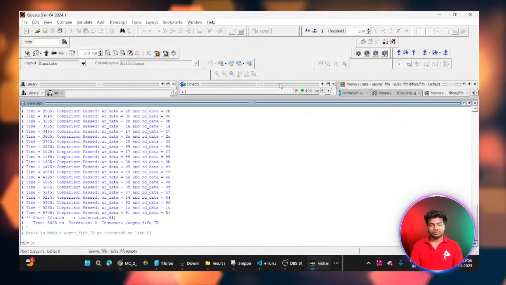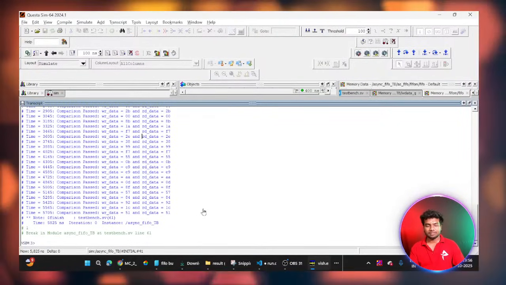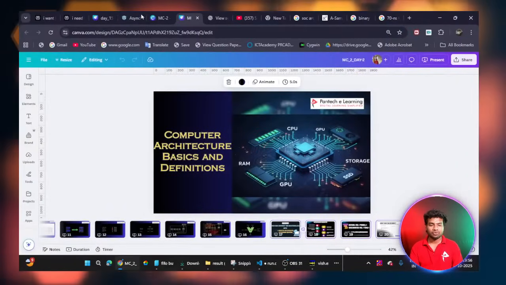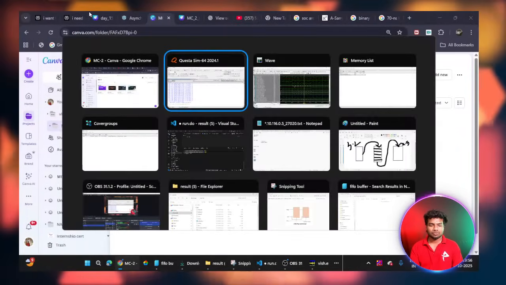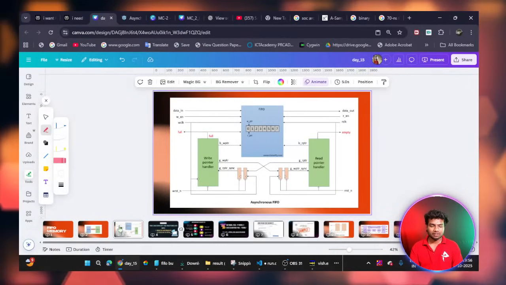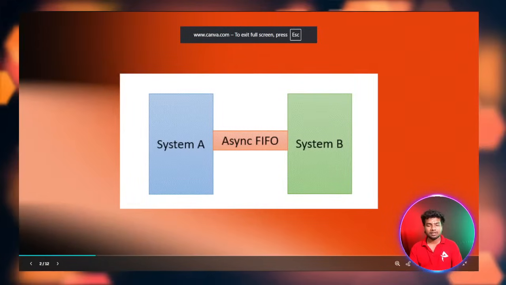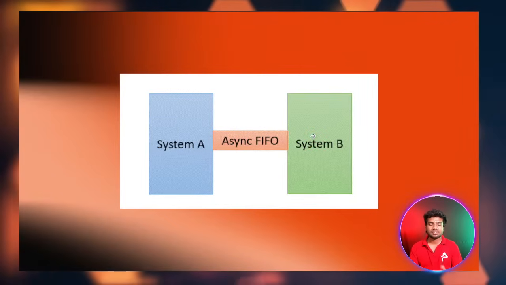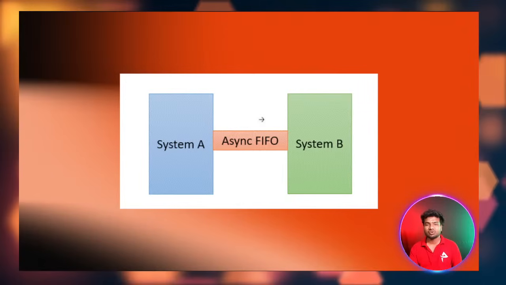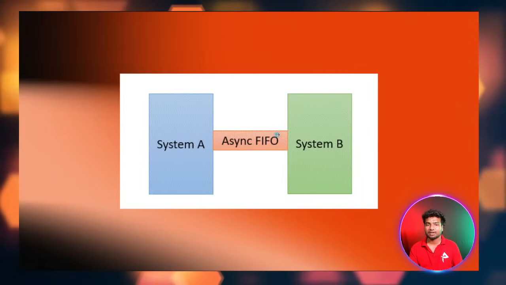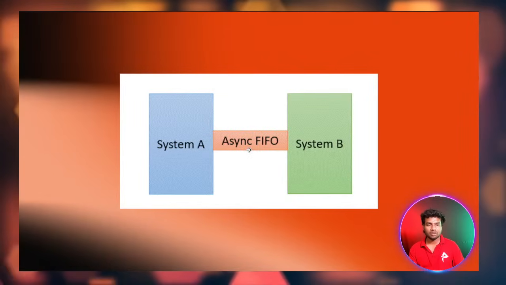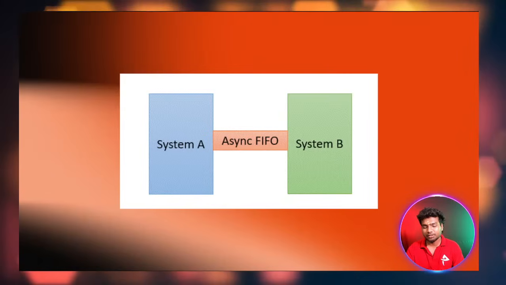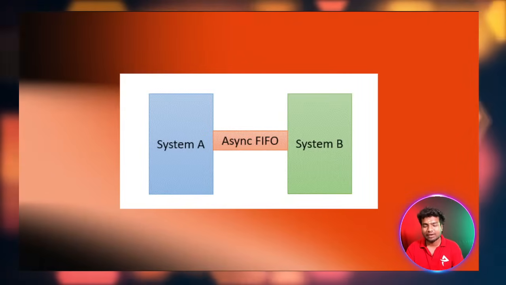If you have any doubt, you can ask. I think this is it for today. It is a very important topic, the FIFO synchronizer. The main thing is this: both are different clock domains. System A has a different clock domain, system B has a different clock domain. To make synchronization, we are using a FIFO buffer, the asynchronous FIFO synchronizer. This is the topic for today. I hope it's clear for you. If you have any doubt, you can ask now.